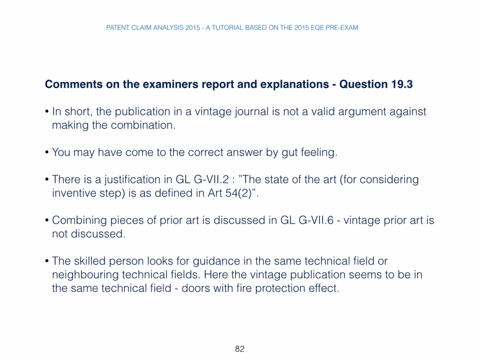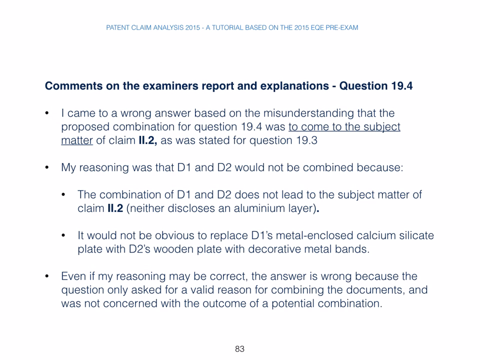Next is my explanation how I came to a wrong answer on question 19.4. This was based on the misunderstanding that the proposed combination for question 19.4 was to come to the subject matter of claim 2.2 as was stated for question 19.3. My reasoning was that D1 and D2 would not be combined because the combination of D1 and D2 does not lead to the subject matter of claim 2.2.